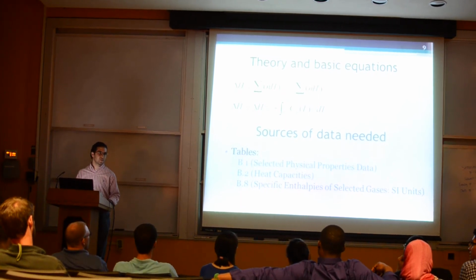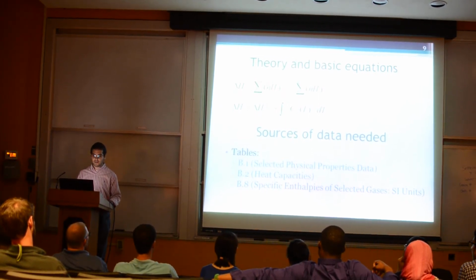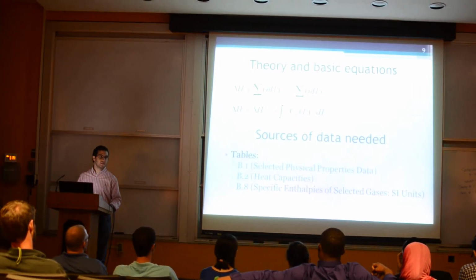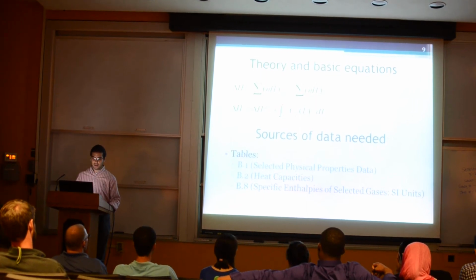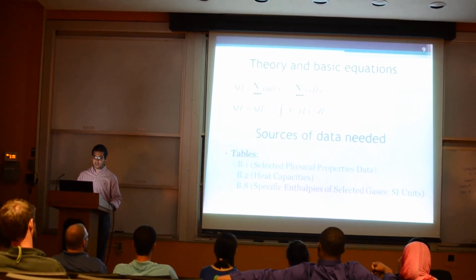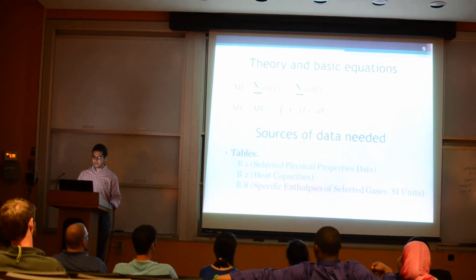There were some sources used. The first one was Table B1, the selected physical properties data, and Table B2, the heat capacities, and Table B8, specific enthalpies of selected gases in SI units.